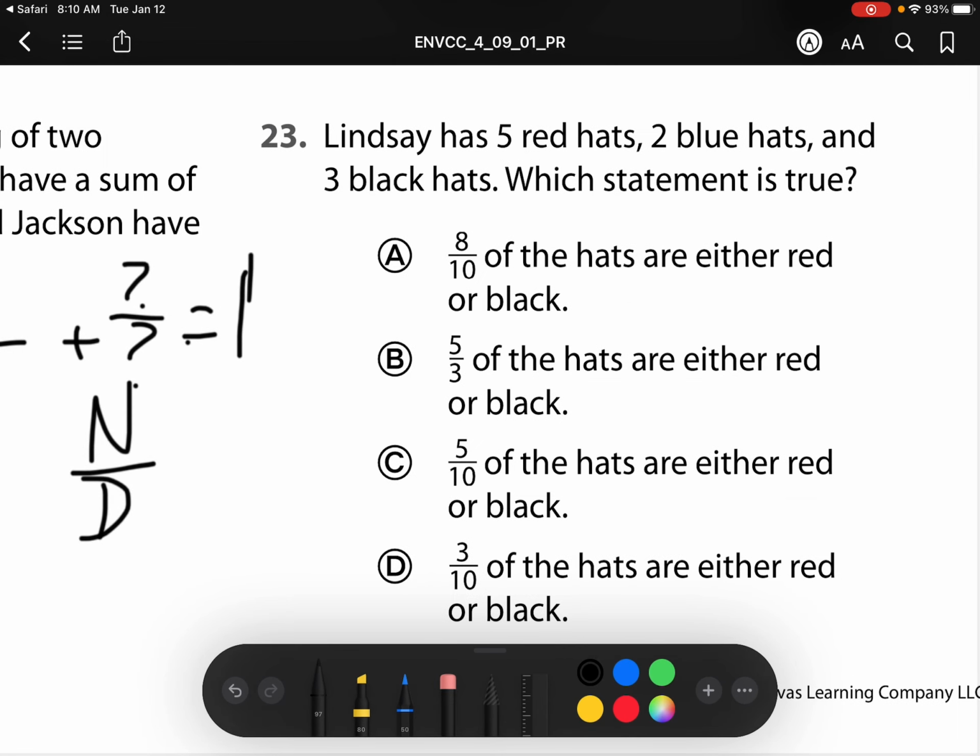23, Lindsay has 5 red hats, 2 blue hats, and 3 black hats. Which statement is true? 8/10 of the hats are either black or red. So, looks like you have to figure out how many total hats we have first. So here we have 5, 7, 10. So there are 10 total hats.